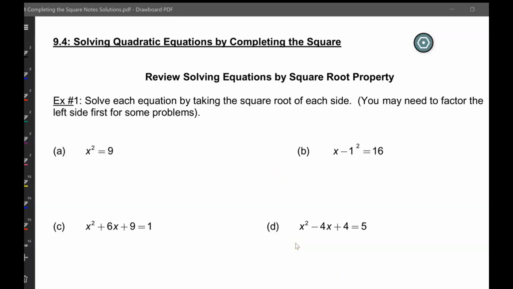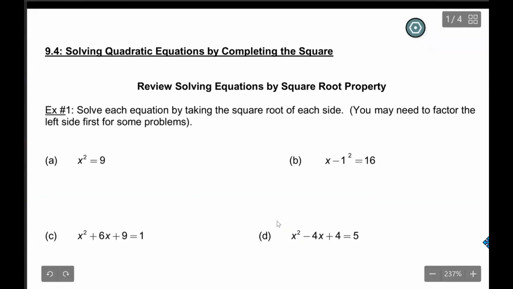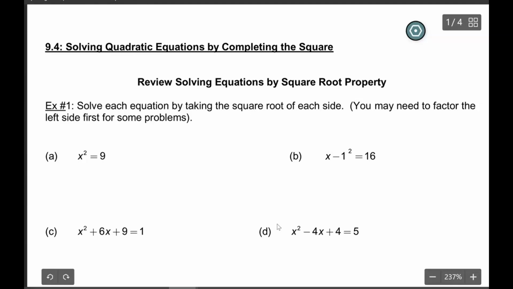Okay, so today we're going to take a look at 9.4, solving quadratic equations by completing the square. And just a quick review, because Chapter 8 was all about multiplying out binomials and monomials, and then also factoring. And when we factored, we did a lot of quadratic equations, but we didn't call them that. Quadratic equations have this form.